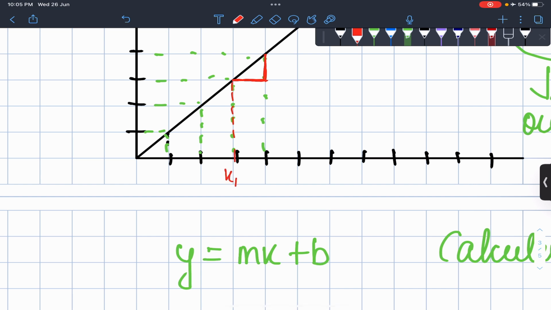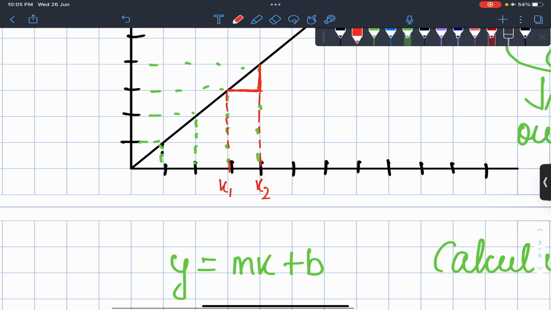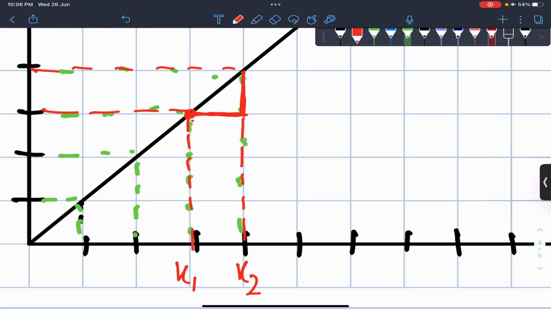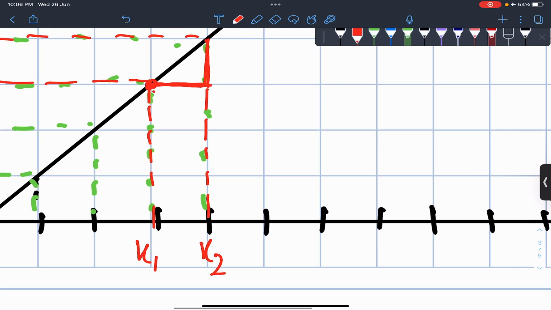Can we say that this point is x1? Yeah, obviously we can take it x1. Can we take this point as x2? Yeah, why not, because we don't know the numbers. Can we take this point y1? Yes, definitely. Can we take this point y2? Yes, why not.